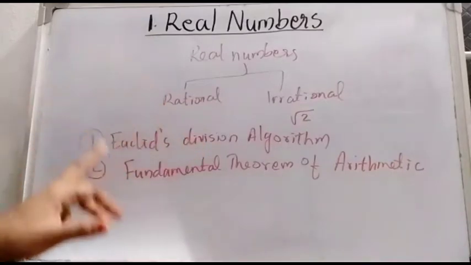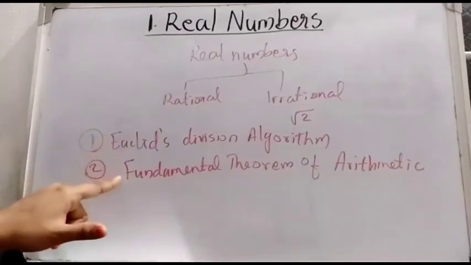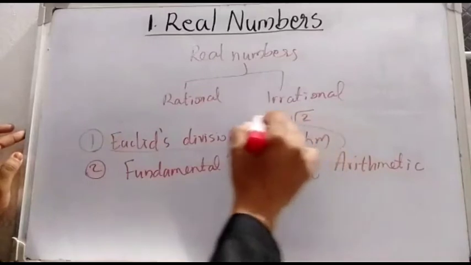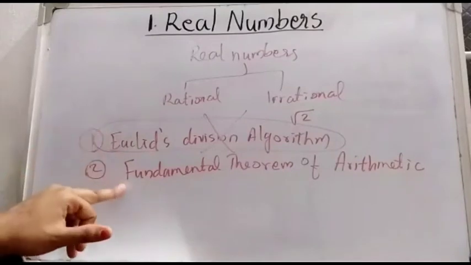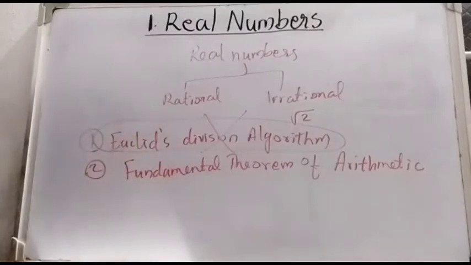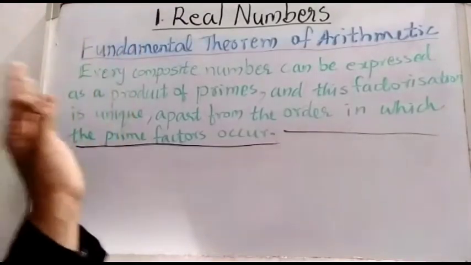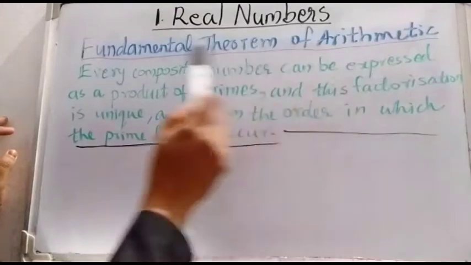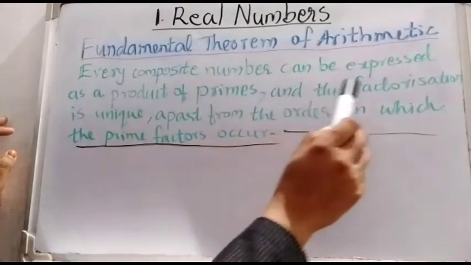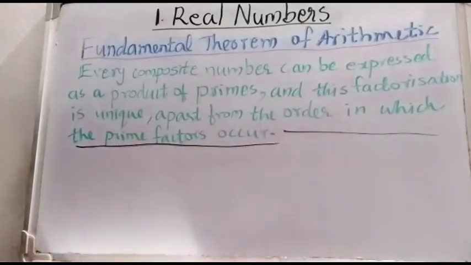So for positive integers we have to learn two properties. First one, Euclid's division algorithm. This is a deleted portion and we are neglecting this portion, and directly we are going to the second property, that is fundamental theorem of arithmetic. Dear children, let us discuss what is fundamental theorem of arithmetic. Every composite number can be expressed as a product of primes, and this factorization is unique apart from the order in which the prime factors occur. This is the fundamental theorem of arithmetic.